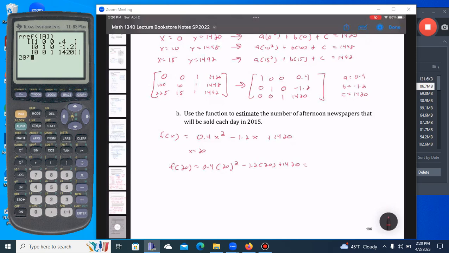So 20 squared times 0.4 minus 1.2 times 20 plus 1420. We get 1556. So the estimate for 2015 is 1,556 newspapers.